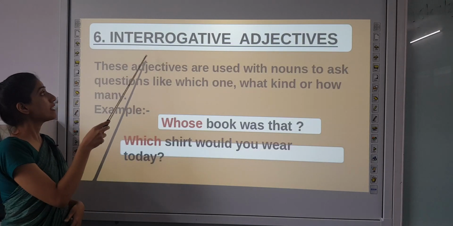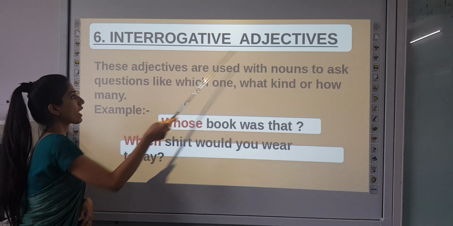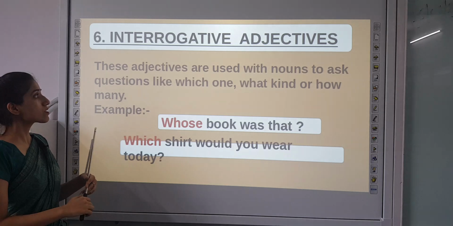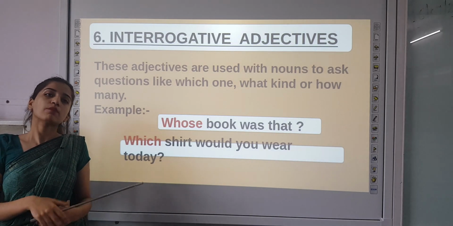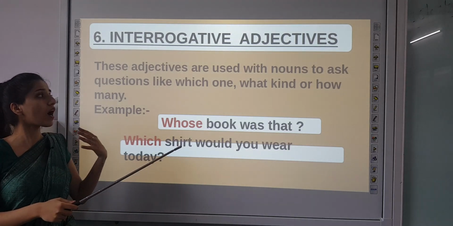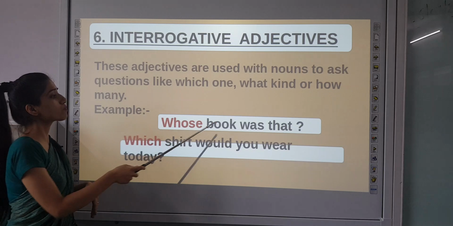Next topic, interrogative adjectives. These adjectives are used with nouns to ask questions like which one, what kind, or how many. So interrogative always comes for asking questions. It is used for asking questions only. So we are using it with nouns to ask questions. How? Whose book was that?